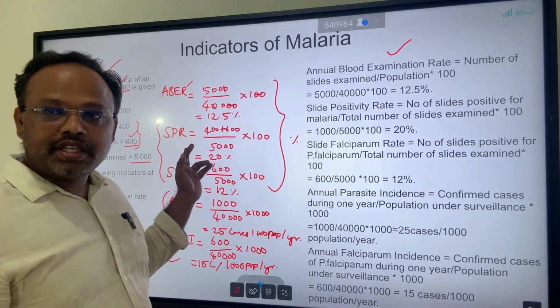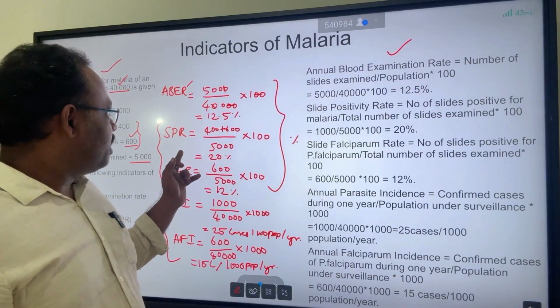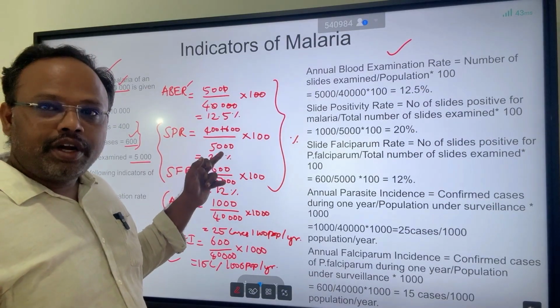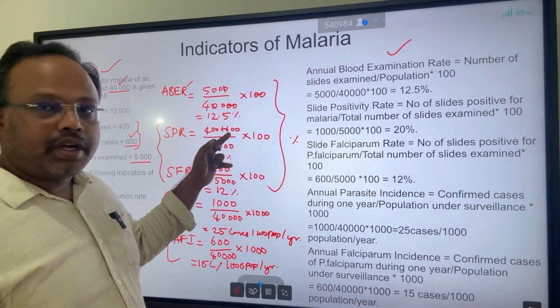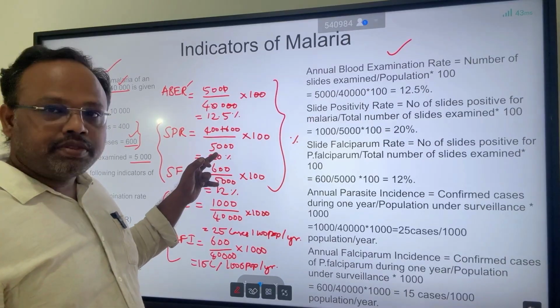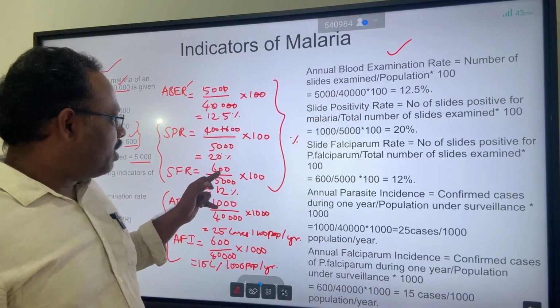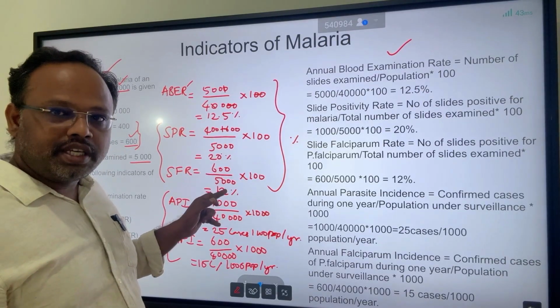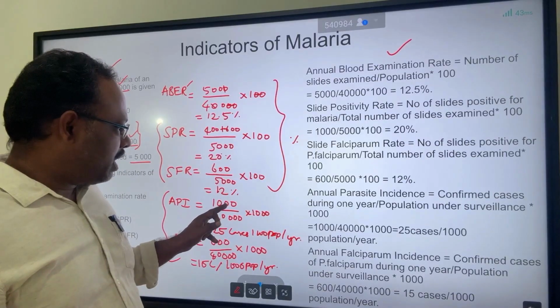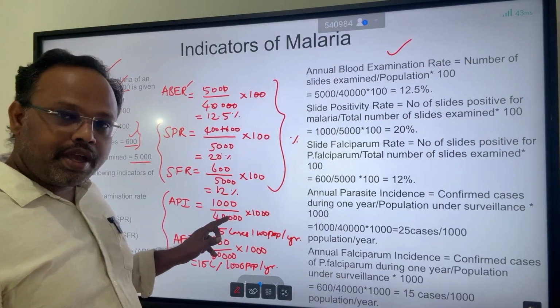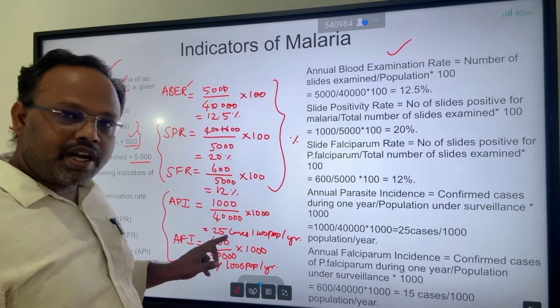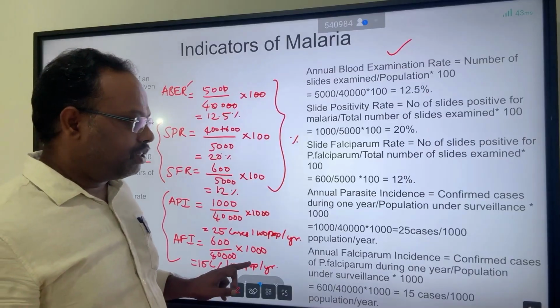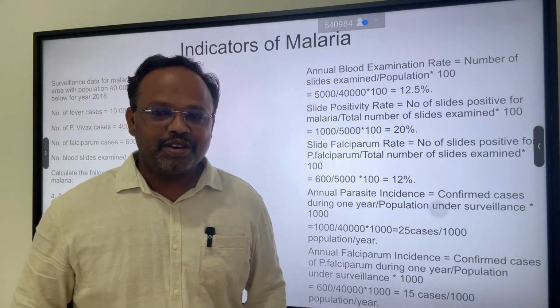So the next is the slide positivity rate. Here the slide positivity rate is calculated by the number of confirmed cases divided by the number of slides examined. In the same way, the slide falciparum rate is the number of falciparum cases divided by slides examined. The number of confirmed cases divided by total population is API. AFI is the number of confirmed falciparum cases divided by total population. So we have seen the indicators of malaria.